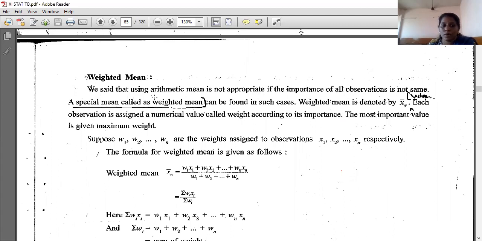When each observation is assigned a numerical value called weight according to its importance, the most important value is given maximum weight. Like we give rank, those who are getting the highest marks, highest total, will be getting first rank. Same way here also weight is given. Weight means the thing which is more important is given a weight. Some numbers are given. Okay, so let's see in the illustration.